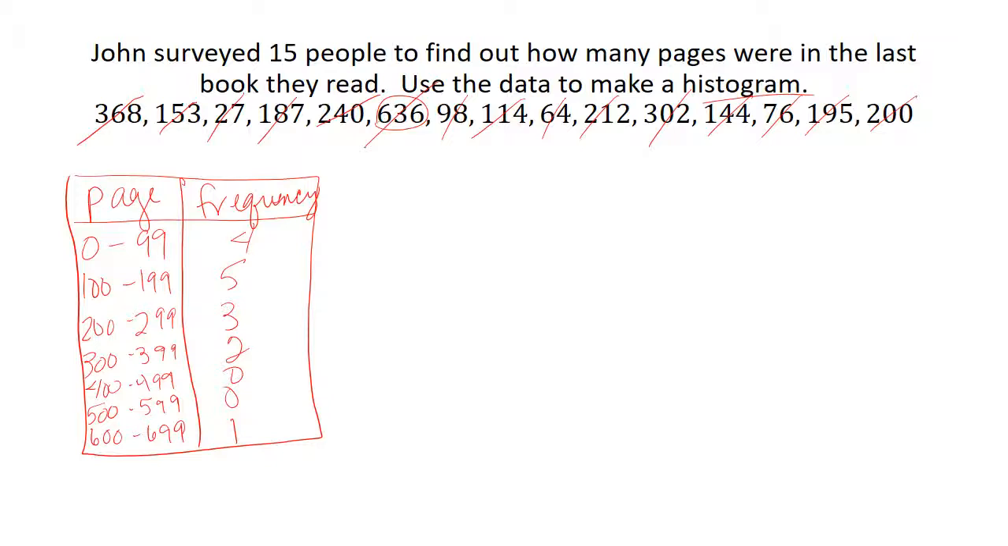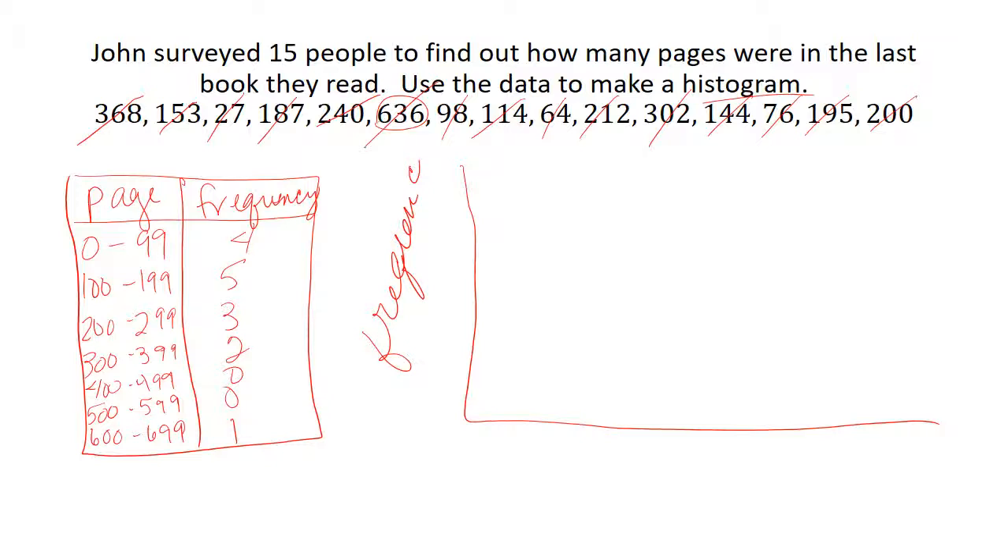So when we make this histogram, it's going to look a lot like a bar graph, except our bars are going to connect. So over here, we're going to put frequency. Our greatest frequency is 5, so we're going to have 1, 2, 3, 4, 5. And then on the bottom here, we're going to put our pages. We're going to go from 0 to 99, so 199. Okay, rather than doing the 99, let's do the hundreds.